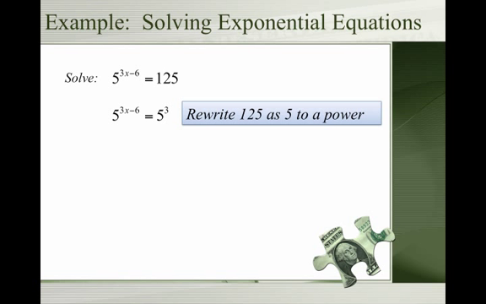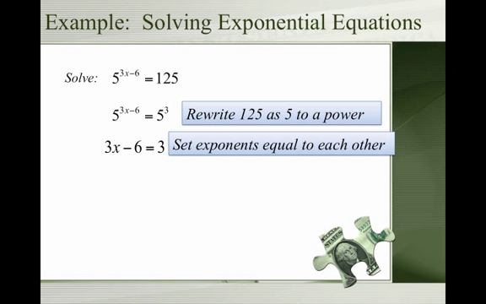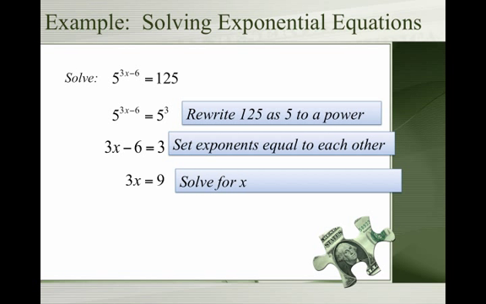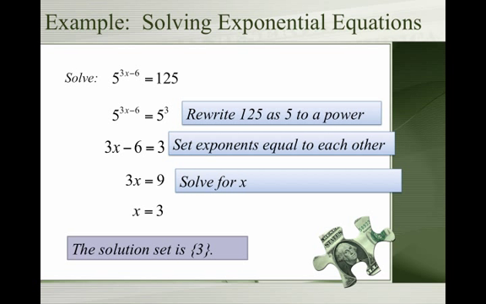So what does that mean I can do? That means I can just set the exponents equal to each other. So I need to solve 3x minus 6 equals 3. This is back to easy math, right? Linear equations? Sure. So we add 6 to each side, divide each side by 3, and we get x equals 3 as our final answer. Okay, so that's our solution set.